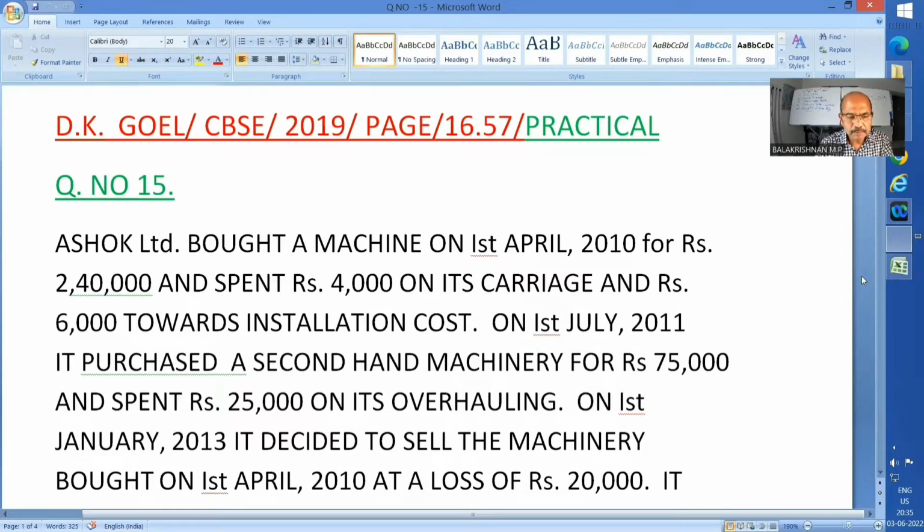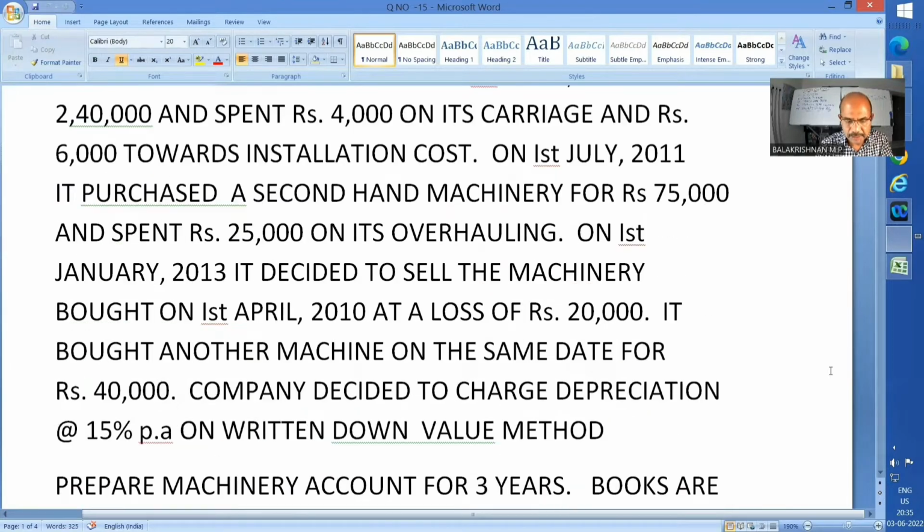Ashok Limited bought a machine on 1st April 2010 for rupees 2,40,000 and spent rupees 4,000 on its carriage and rupees 6,000 on its installation cost. On 1st July 2011, it purchased a second-hand machinery for rupees 75,000 and spent rupees 25,000 on its overhauling. On 1st January 2013, it decided to sell the machinery bought on 1st April 2010 at a loss of rupees 20,000. So they have not directly given the realized amount.